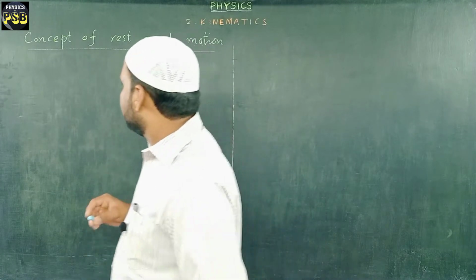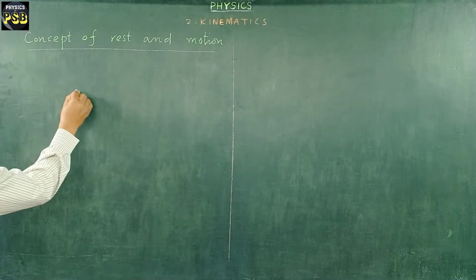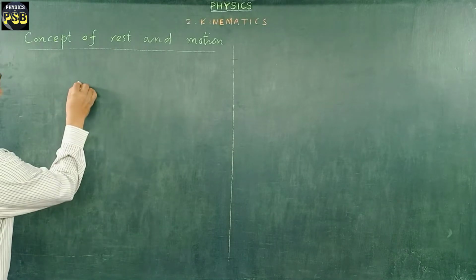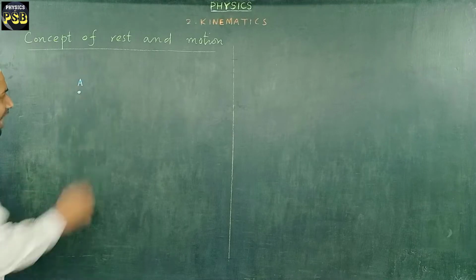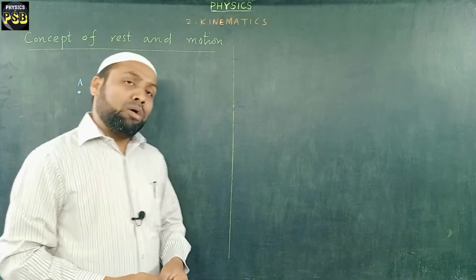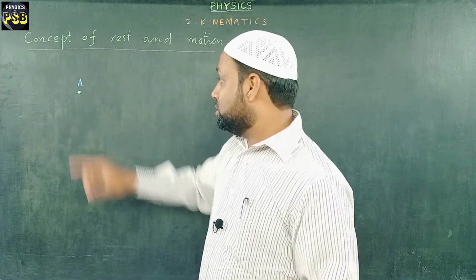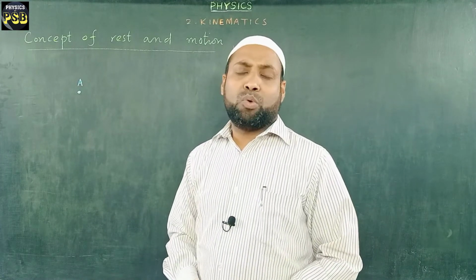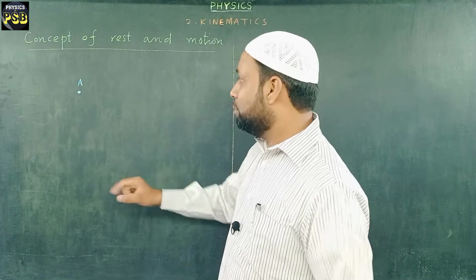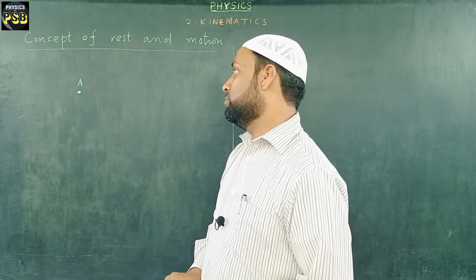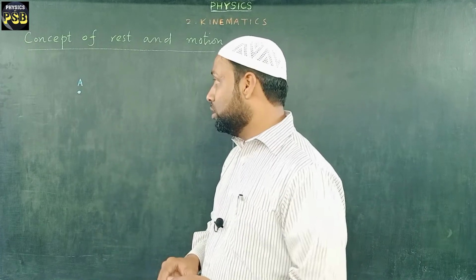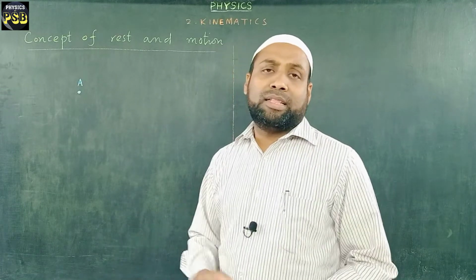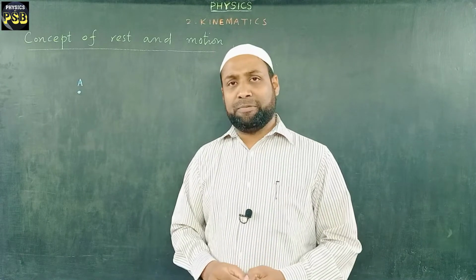Suppose I take a point denoted by letter A. If I ask to get the position of this object A, then it may be difficult. One cannot give the exact position of the object A. One can only say that it is on the board. Where it is located, that cannot be said that easily.